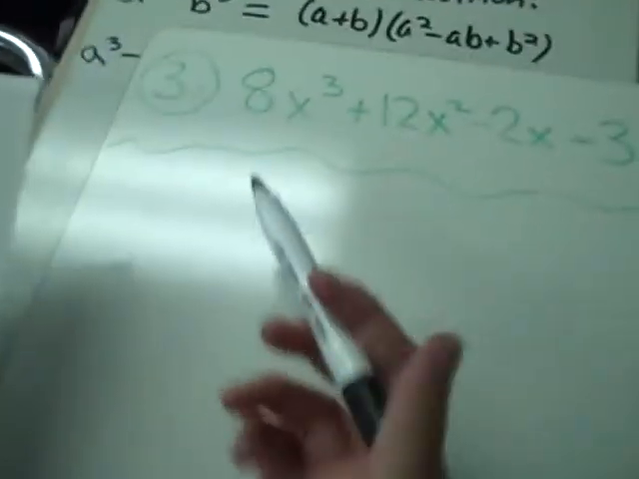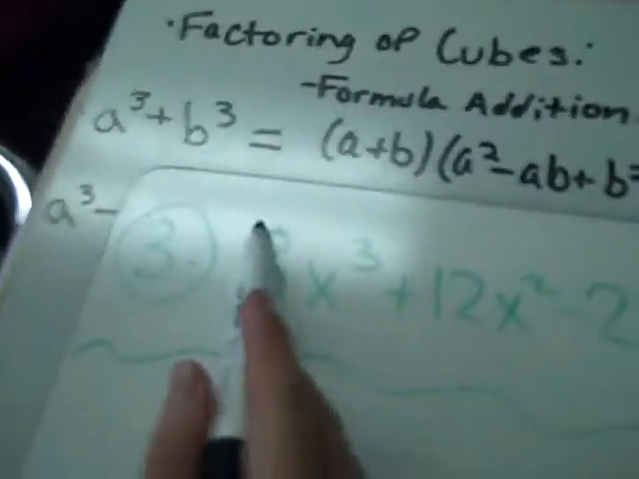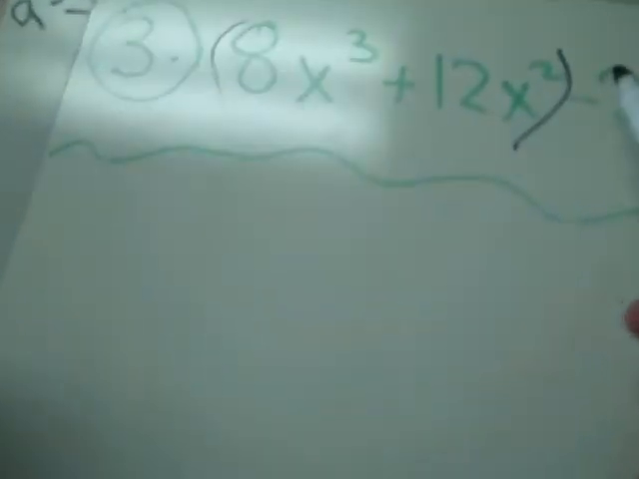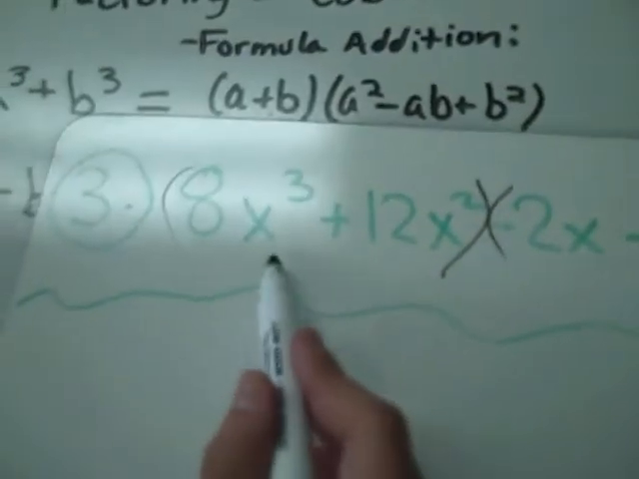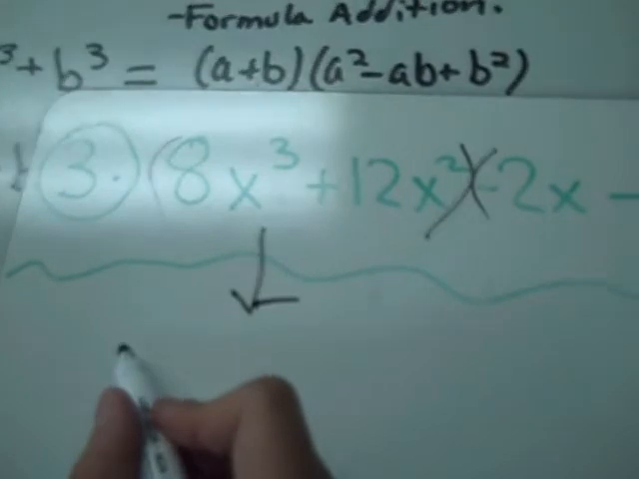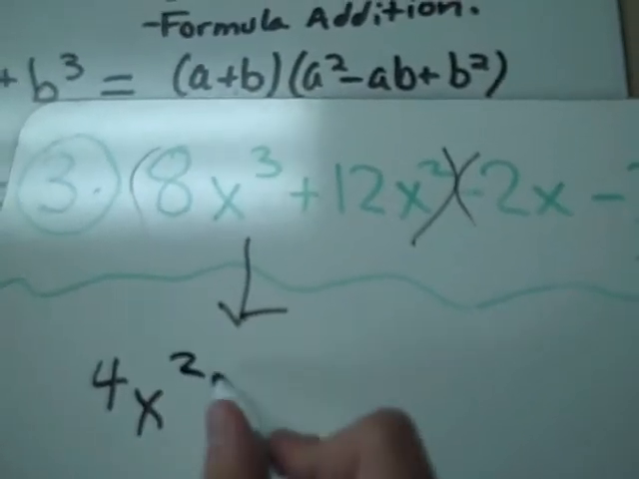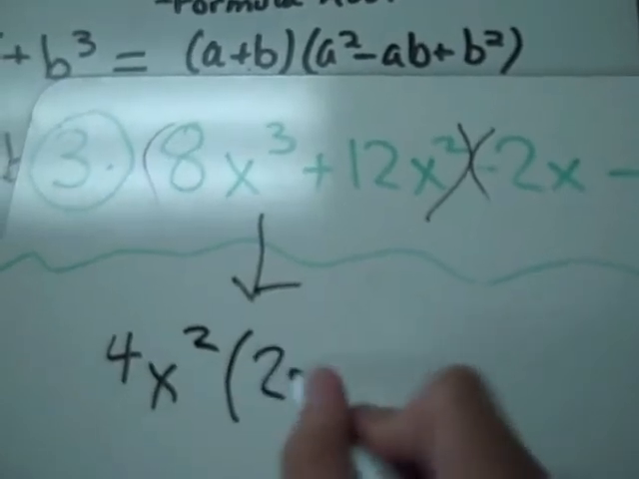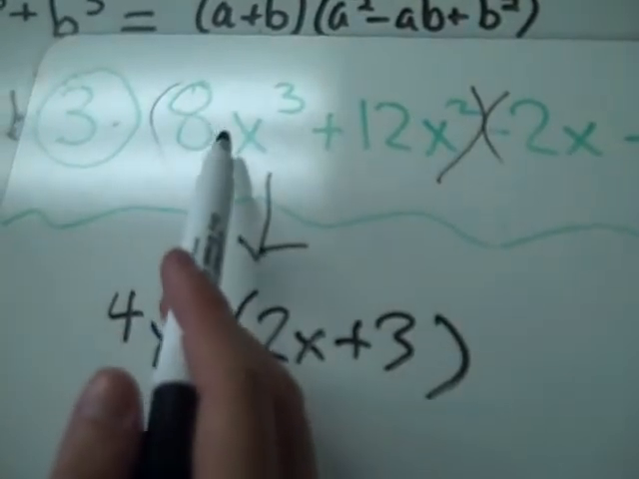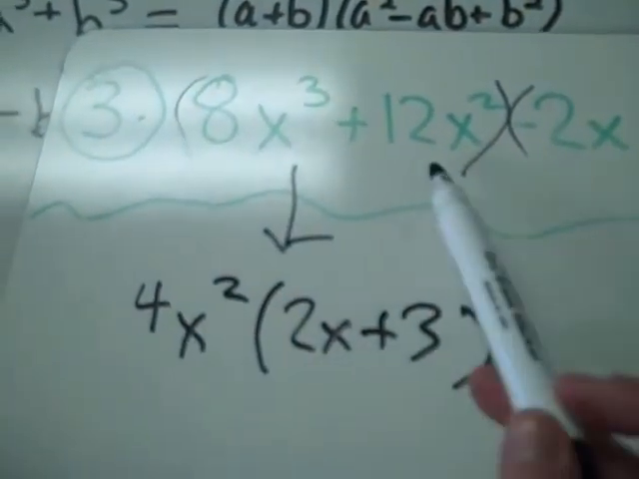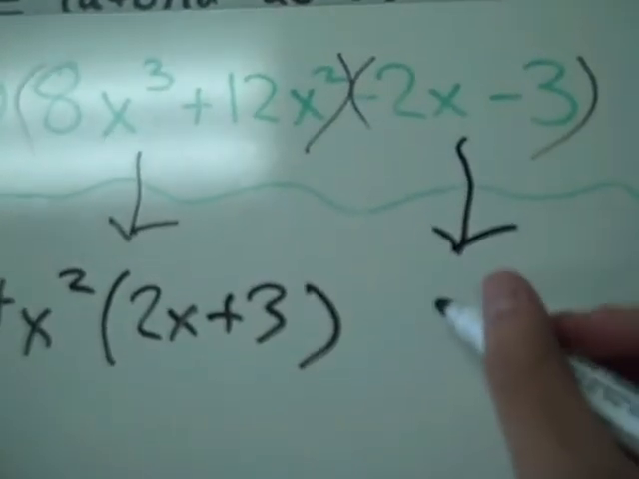Okay, problem number 3 is this equation. Now, how do you solve it? You factor by grouping. So group the equation into two equations. So when you group this together, you take out the greatest common factor. The greatest common factor here is 4x squared. 4x squared times 2x plus 3, because 4x squared times 2x equals 8x cubed, and 4x squared times 3 equals 12x squared. Then you group this.